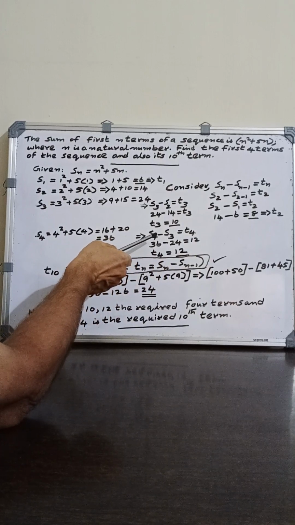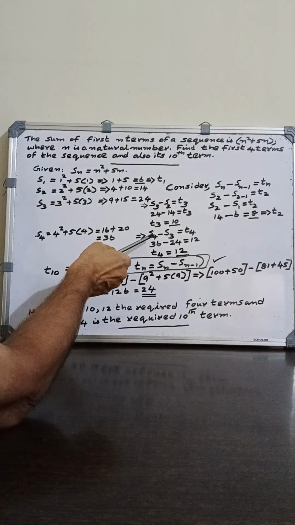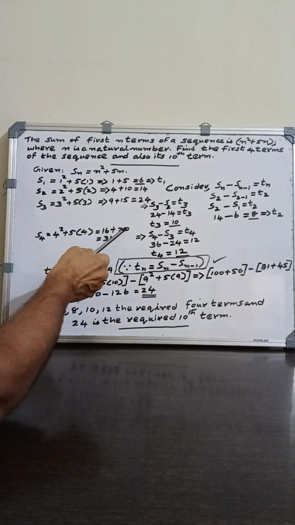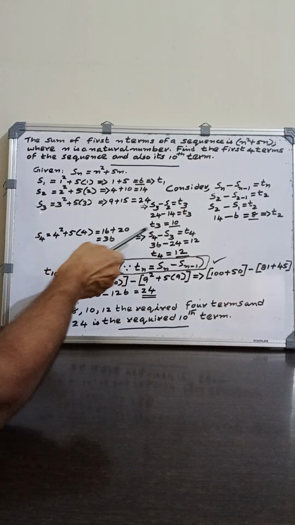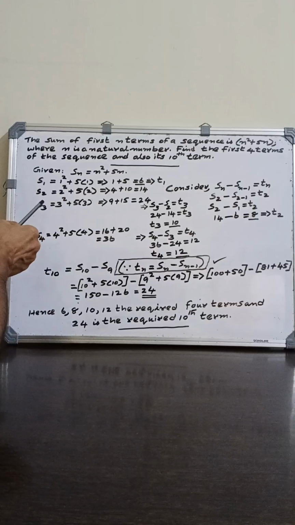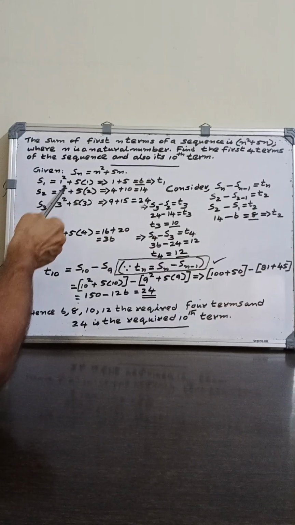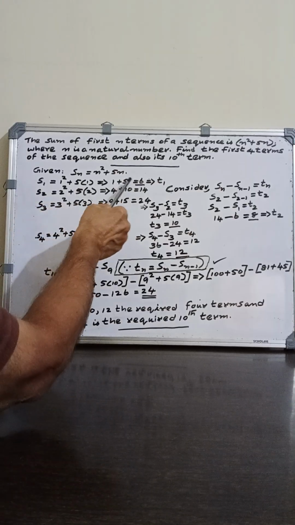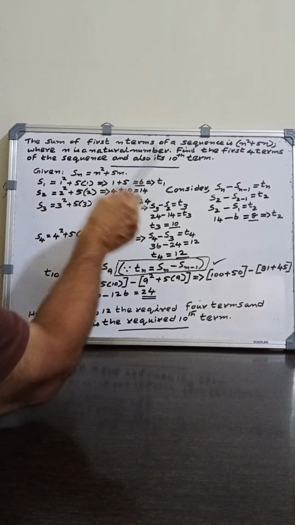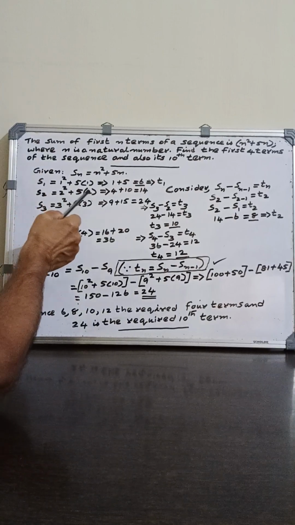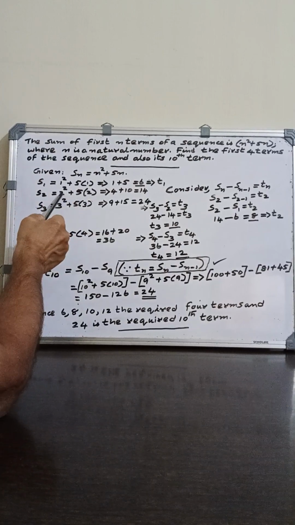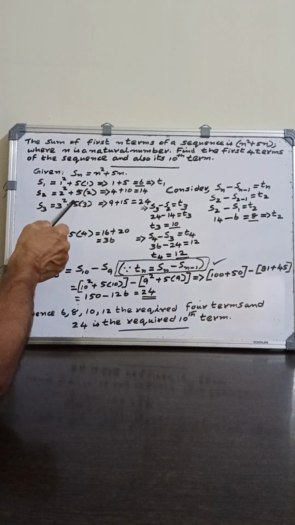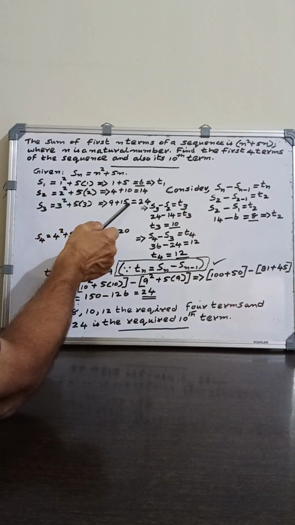What is S4? S4 equals 4 squared plus 5 into 4 equals 16 plus 20, 36. That is minus S3. S2 is given as 2 squared plus 5 into 2. S1 equals 1 squared plus 5 into 1. That is 1 plus 5, 6. That is T1. S2 equals 2 squared plus 5 into 2. That is 2 squared means 4 plus 5 into 2, 10, 14. S3 equals 3 squared plus 5 into 3. That is 9 plus 15, 24.